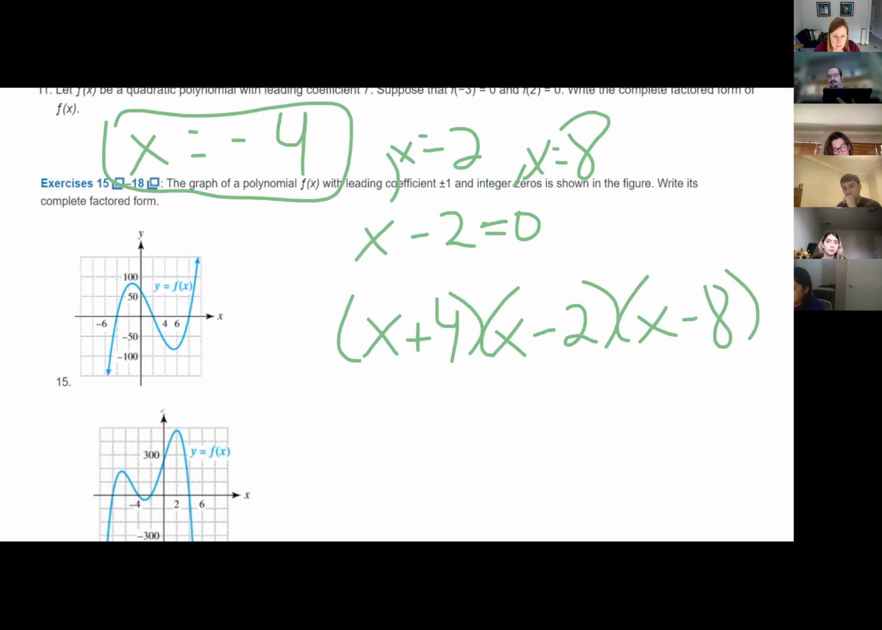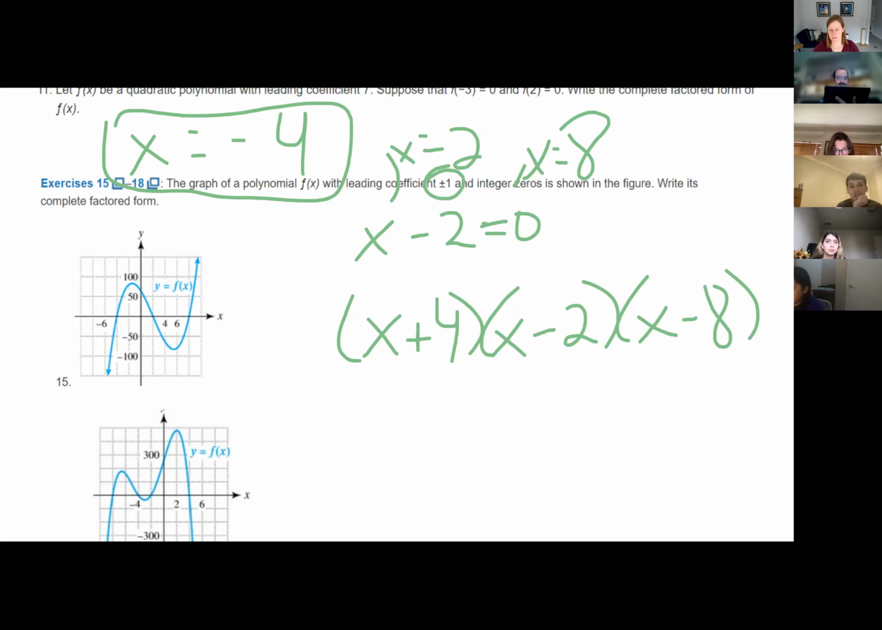I have a question. Will we put a 1 in front of that? Yeah, I was about to ask that. So the next thing is I have to look at the leading coefficient. Is it positive or negative is basically what they want to know, right? Is this a positive graph or negative? Positive. How do you know that?